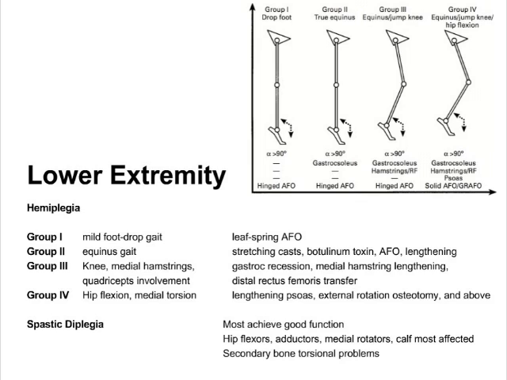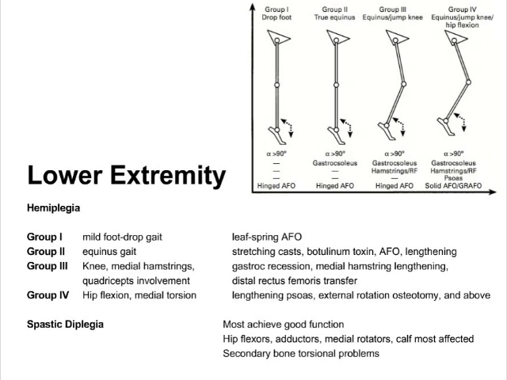Group 3, where you've got involvement with the knee and medial hamstrings and quadriceps, just misspelt there, apologies, is when you start looking at procedures like a gastroc recession, medial hamstring lengthening, and that often has to be performed along with a distal rectus femoris transfer if there's concurrent rectus femoris spasticity as well. Group 4, where you're getting hip changes, is when you need to start looking at lengthening of the psoas muscle, and then if there are any secondary bony deformities that have formed, external rotational osteotomies, along with all the management options listed above to treat the more distal.